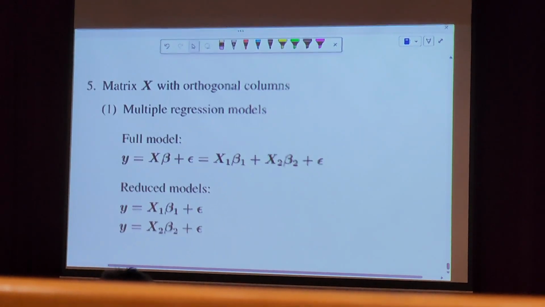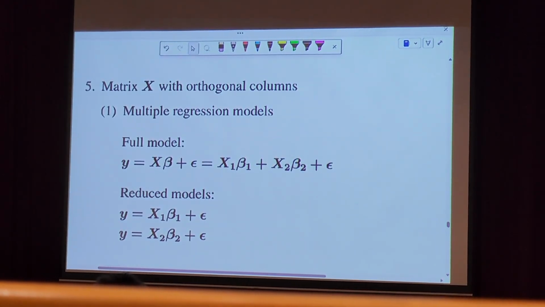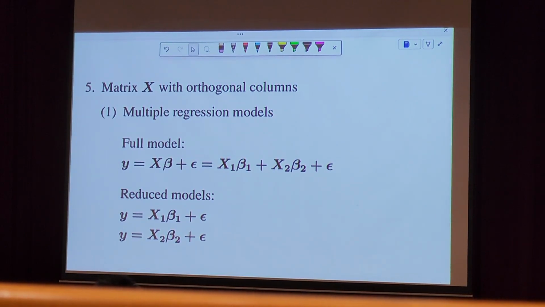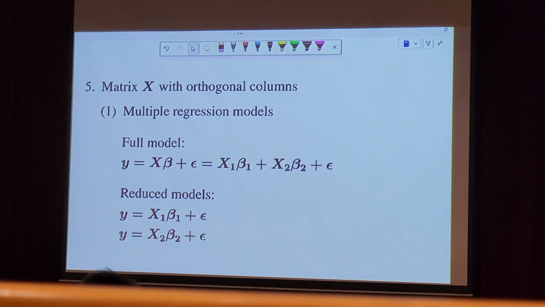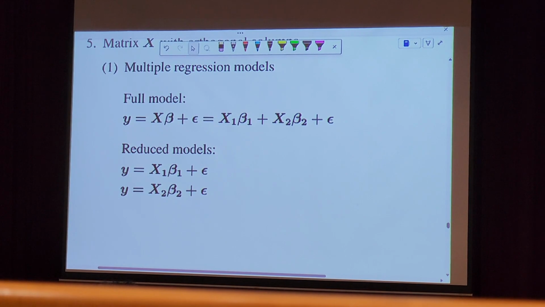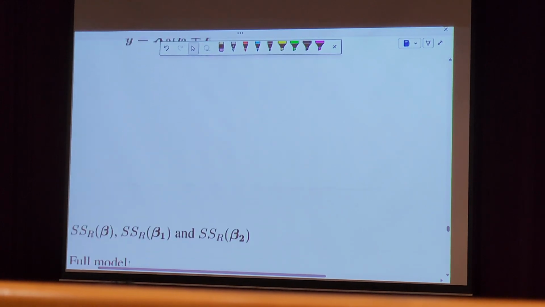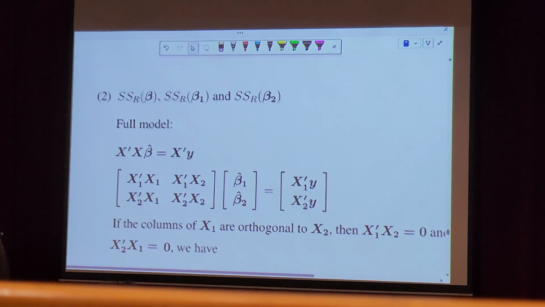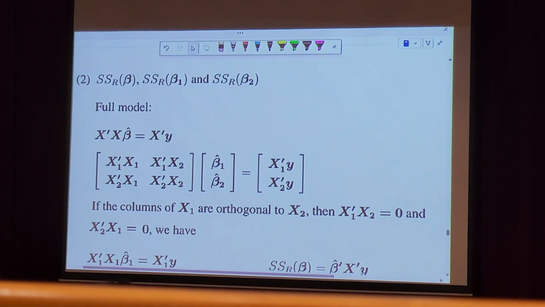So let's just study this matrix X with orthogonal columns, see what happens. Let's say we have a full model, X1 beta 1 plus X2 beta 2. And all the columns are orthogonal. Let's consider 2 reduced models, X1 beta 1 and X2 beta 2. Now I want to find out what is the relationship among these 3 regression sums of squares.